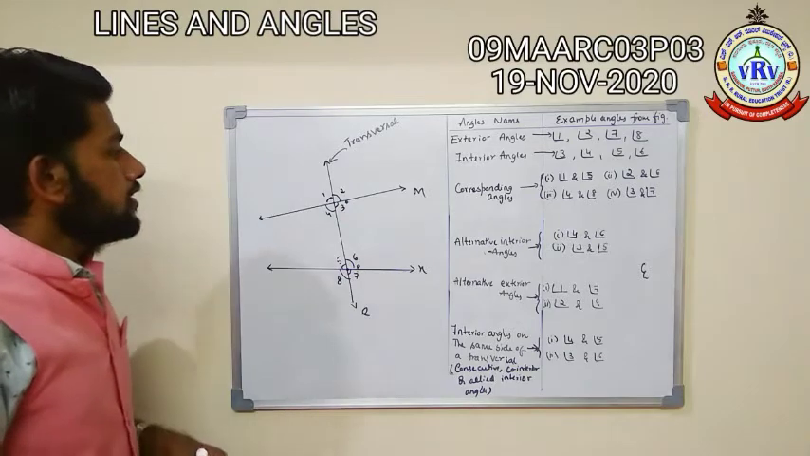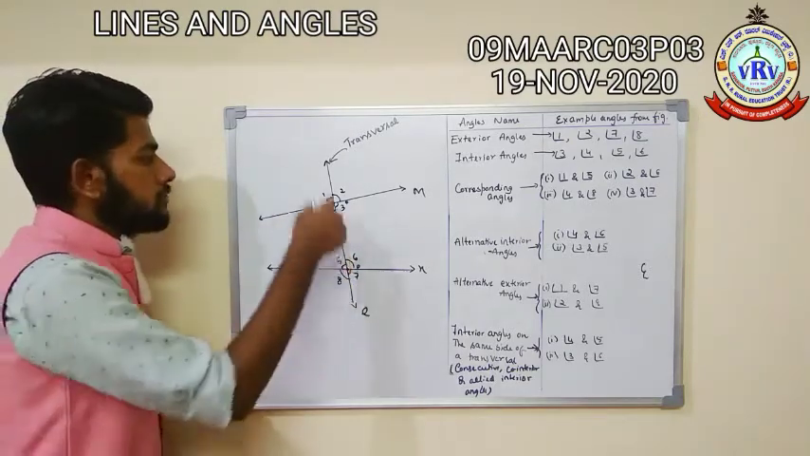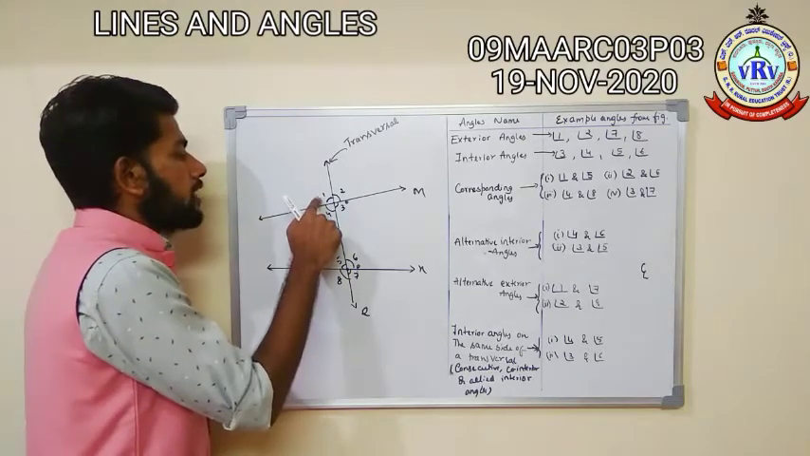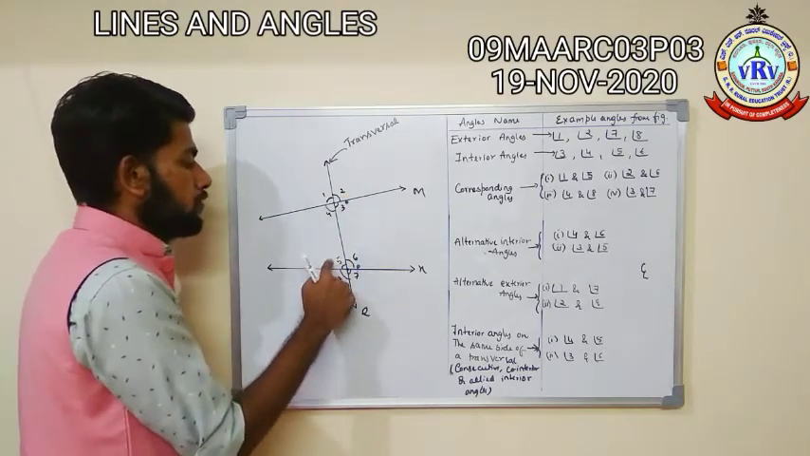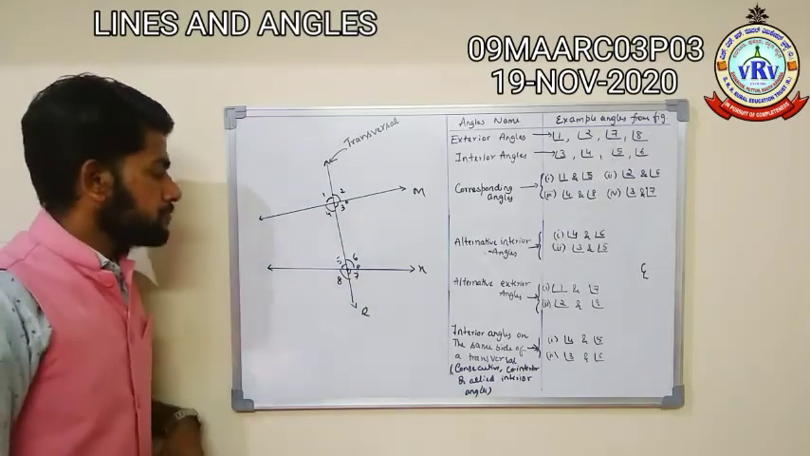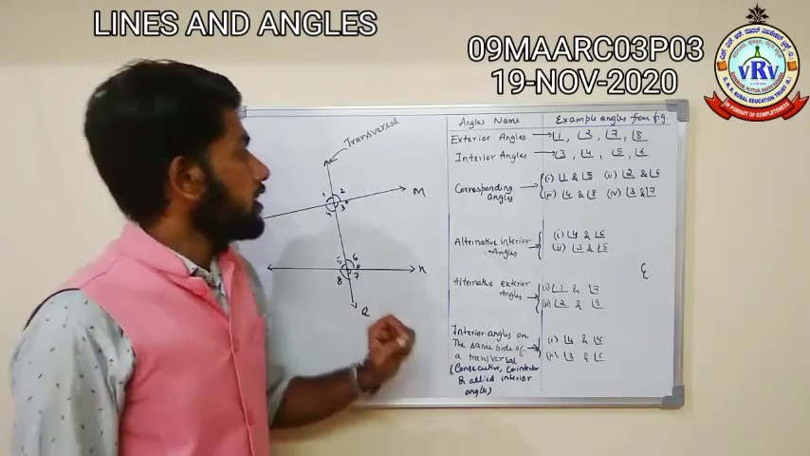Now you can see it will create 8 angles if this transversal passes through two lines. I have named the angles as 1, 2, 3, 4, 5, 6, 7, 8. Just naming the angles. And we will go through the types of angles here.